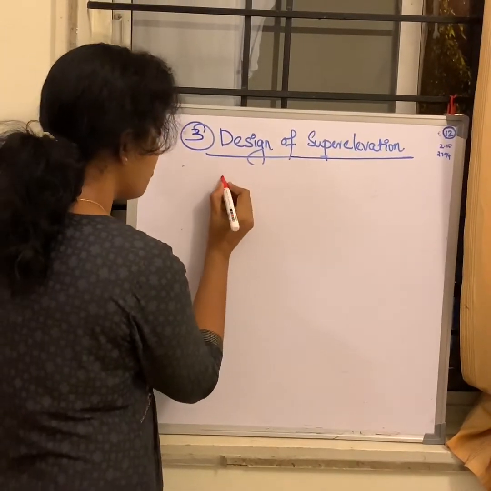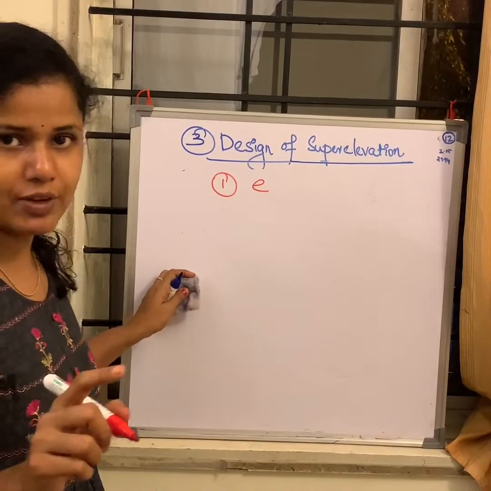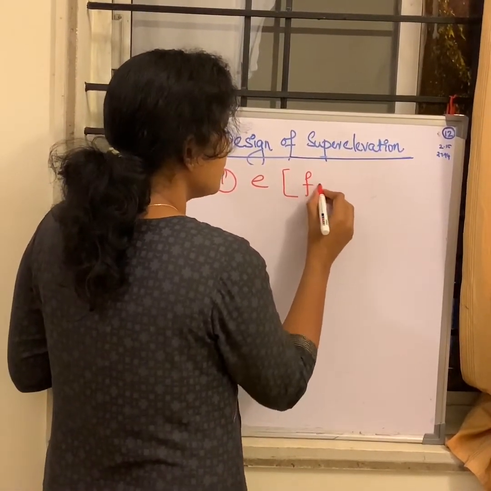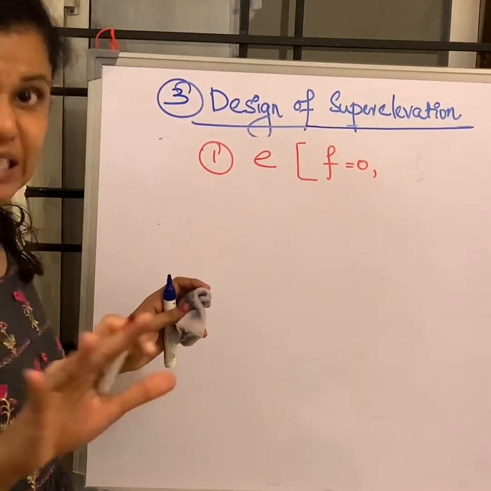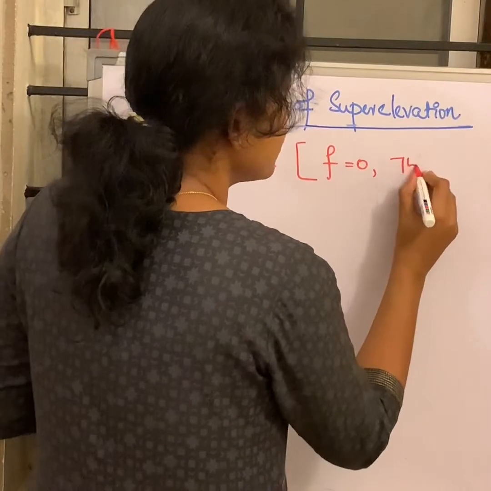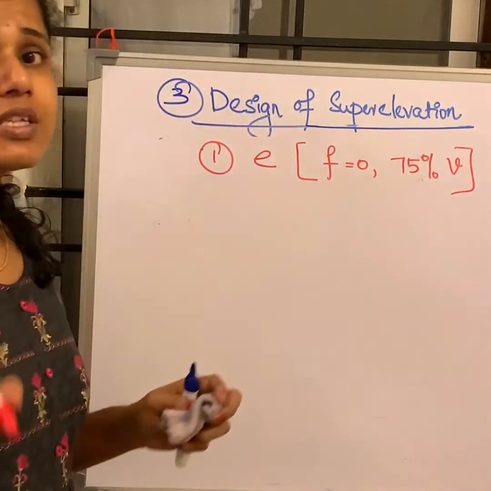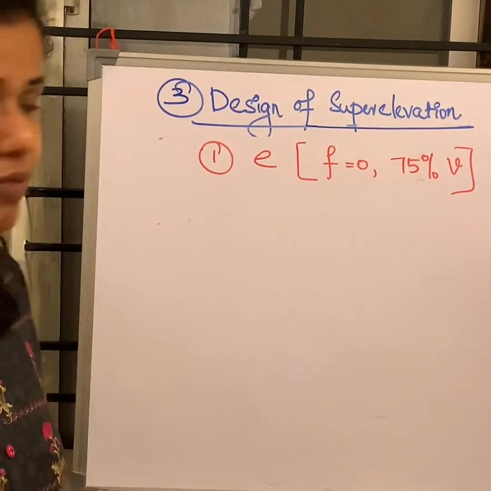So in step 1, we design the super elevation, or we calculate the super elevation, considering zero friction, that means neglecting the friction, and 75% of the design speed. We consider 75% to cater to both slow as well as fast moving vehicles.